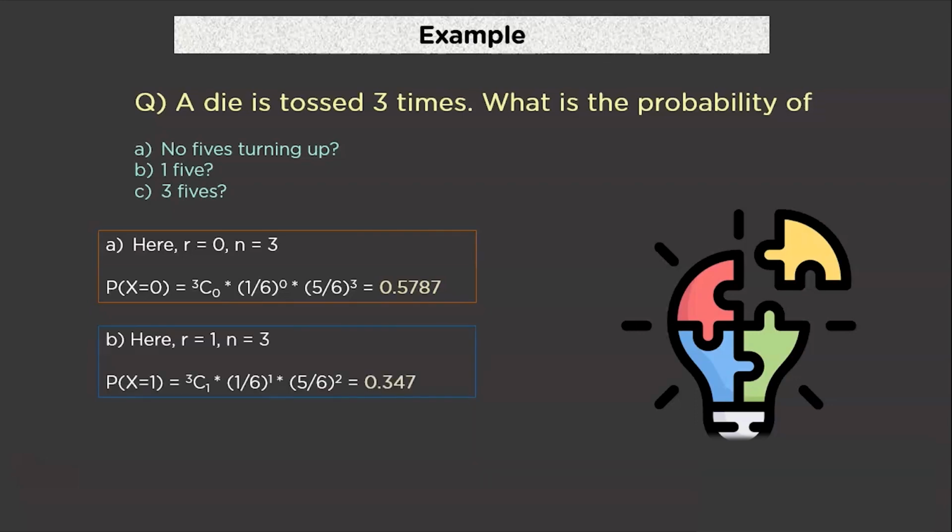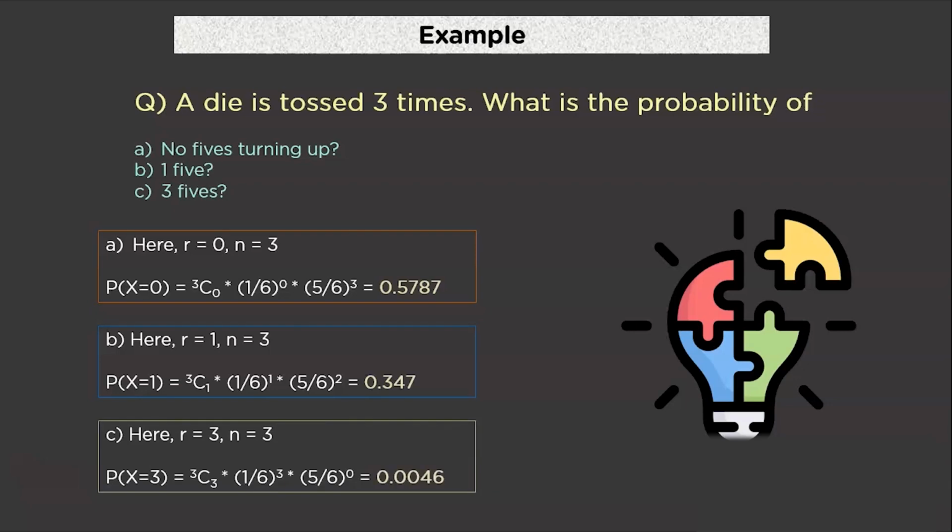In a similar manner, to calculate the probability of 1 five turning up, we'll replace r with 1 and n will be 3. So P(x=1) will be equal to 3C1 into 1/6 to the power 1 into 5/6 to the power 2, which will come out to be 0.347. And for 3 fives turning up, we'll substitute r equal to 3 and the formula will remain the same and we'll get the value to be 0.0046.